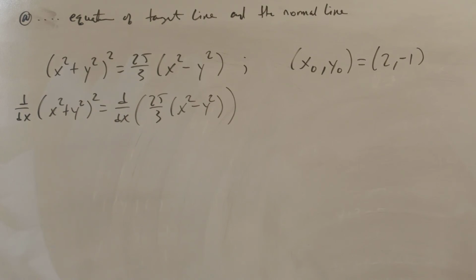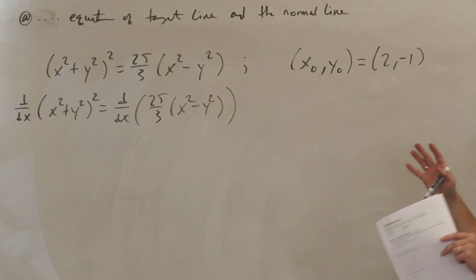Now, left side, we have an outside function that is the power of 2. Inside function is x squared plus y squared. So we've got to do chain rule, take care of the outside first.